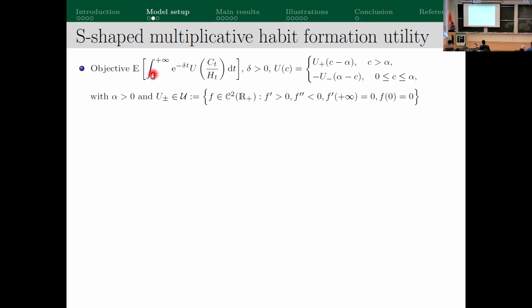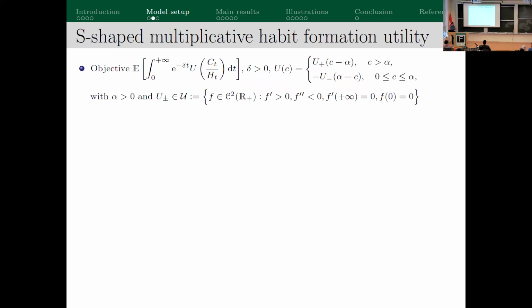Then the objective function, as I promised, is going to be the expected value of discounted utility of multiplicative habit formation, so C divided by H. And it's also an S-shaped utility. It has a concave part on the gain region, and it has a convex part in the loss region. Loss is when the ratio C divided by H is less than alpha: C greater than alpha H is good, C less than alpha H is bad, right?